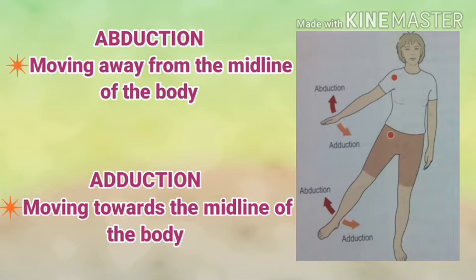Next term is abduction. Abduction indicates moving away from the midline of the body. Example, abducting the upper limb or upper extremities. And adduction. Adduction means moving towards the midline of the body. Example, adducting the lower limb or lower extremities.